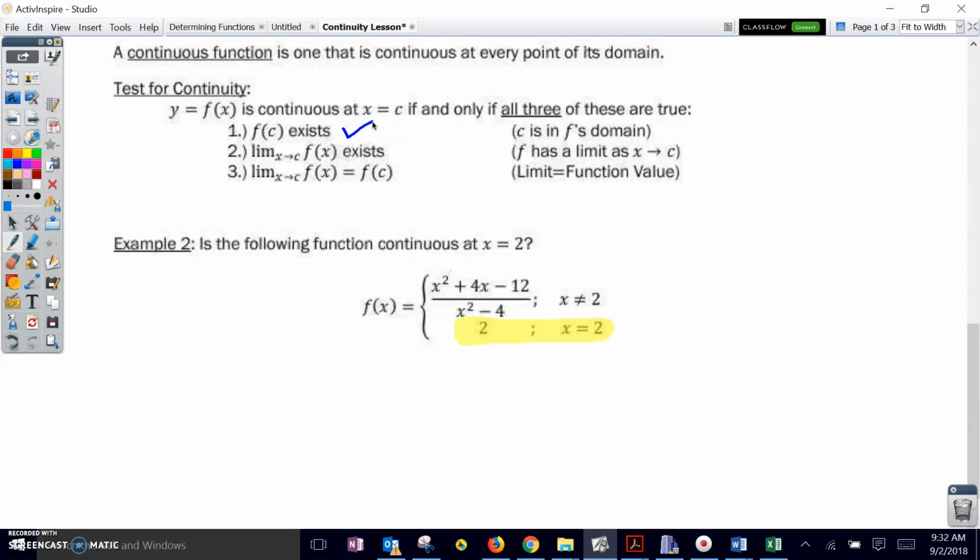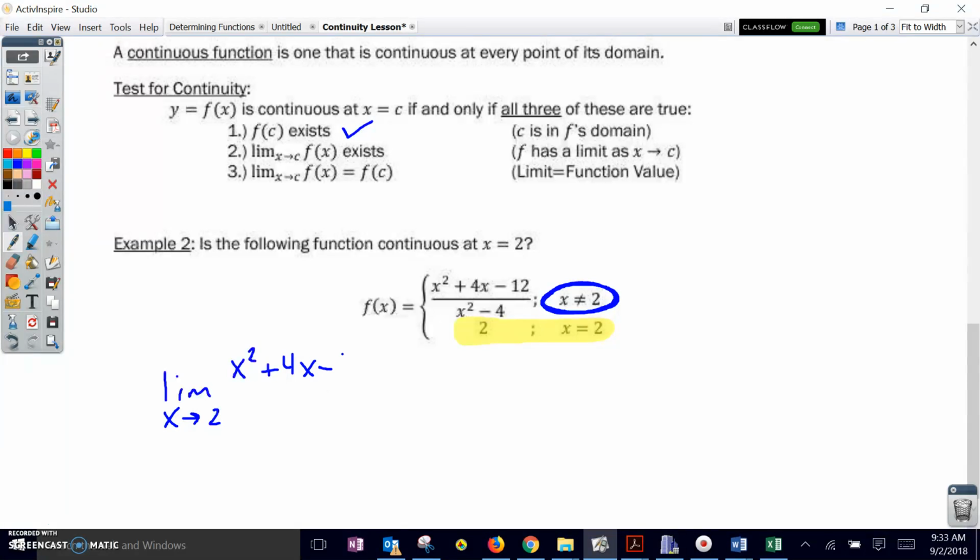Next, does the limit as x approaches c of the function exist? And how we're going to tell that with this piecewise function is we're going to find the limit based on everything that's around that isolated function point that we know. And so if the limit exists, since this is the function everywhere where x isn't 2, that would have to approach some value as x approaches 2. So we go ahead and we find the limit as x approaches 2 of this function.